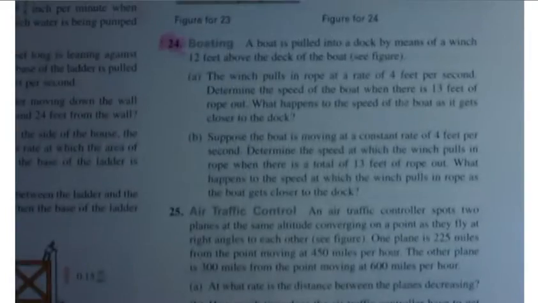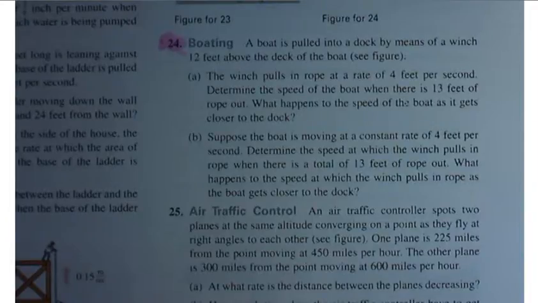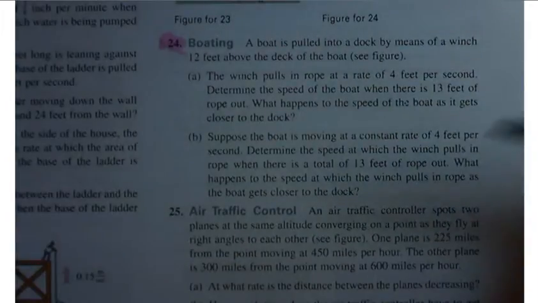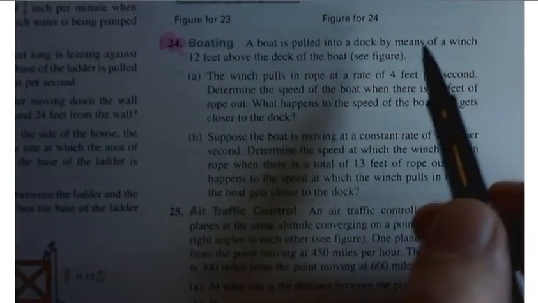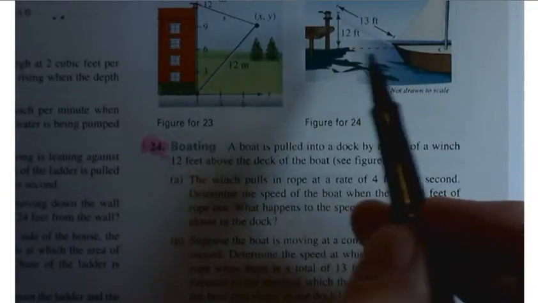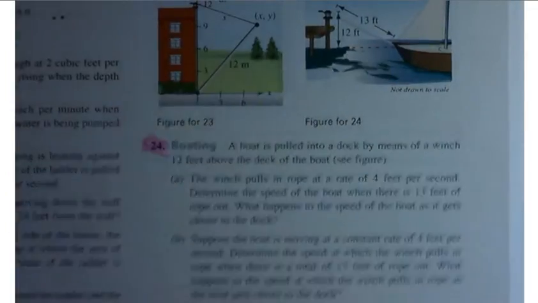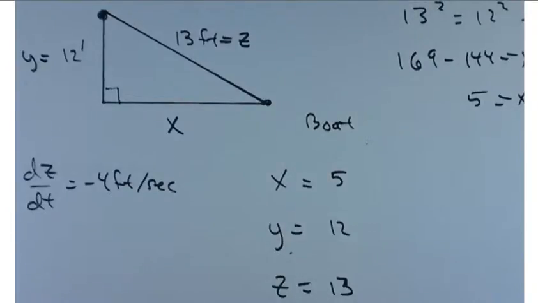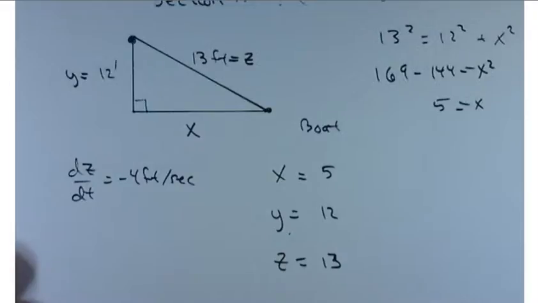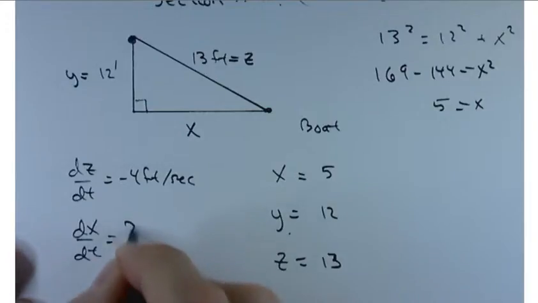We're going to be looking for a rate here. Determine the speed of the boat when there's 13 feet of rope out. So how fast is it being pulled in? In other words, this side right here. How fast is it moving? How would you characterize that in terms of the variables that we have written out here? Perfect. dx by dt. That's our unknown.